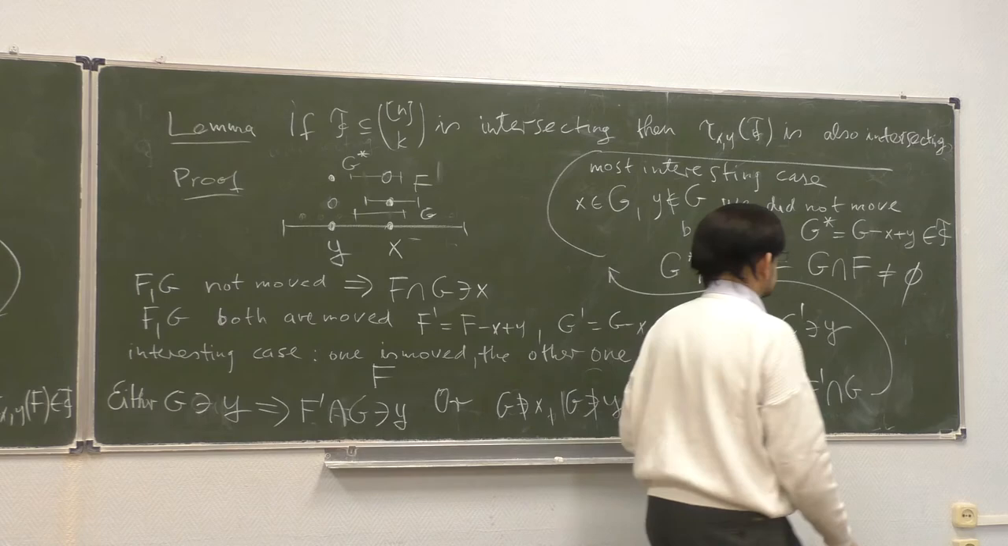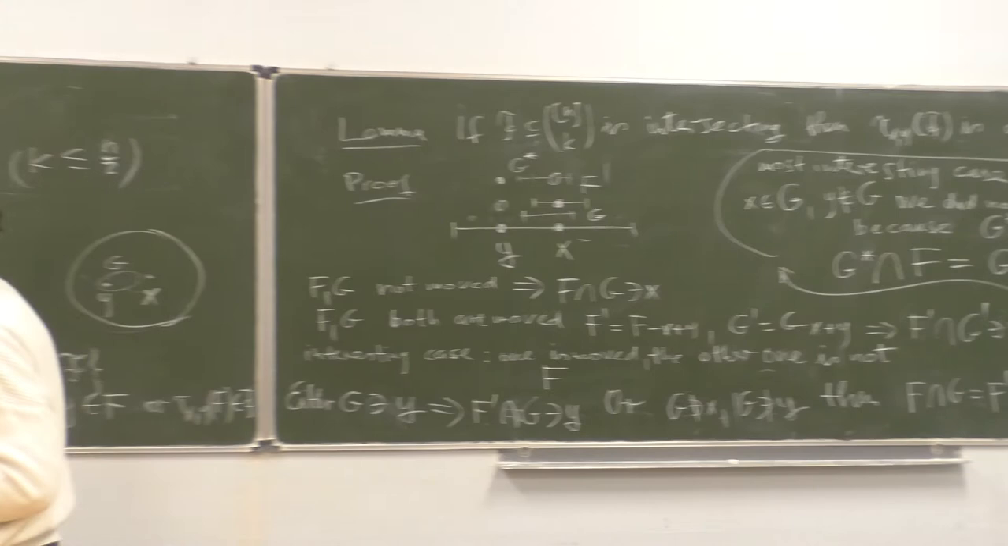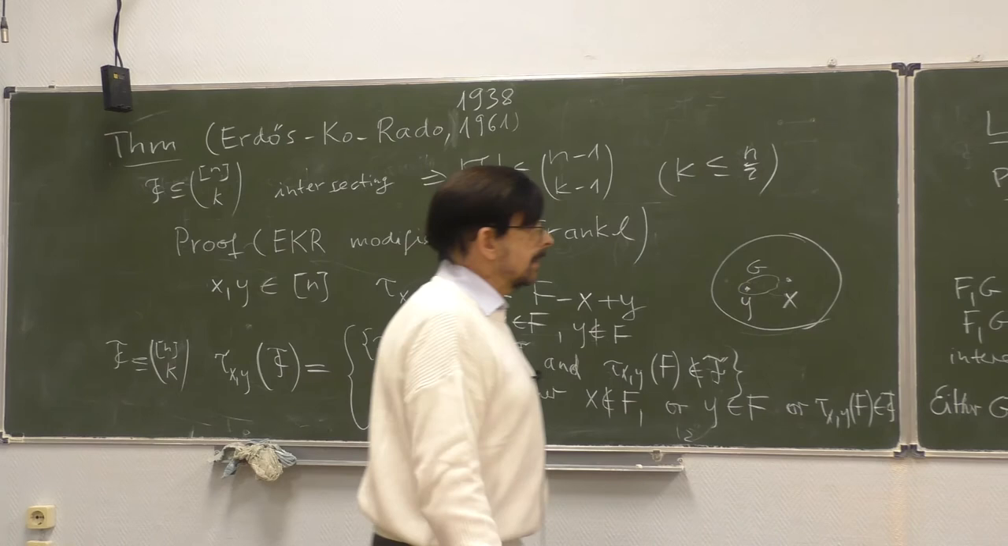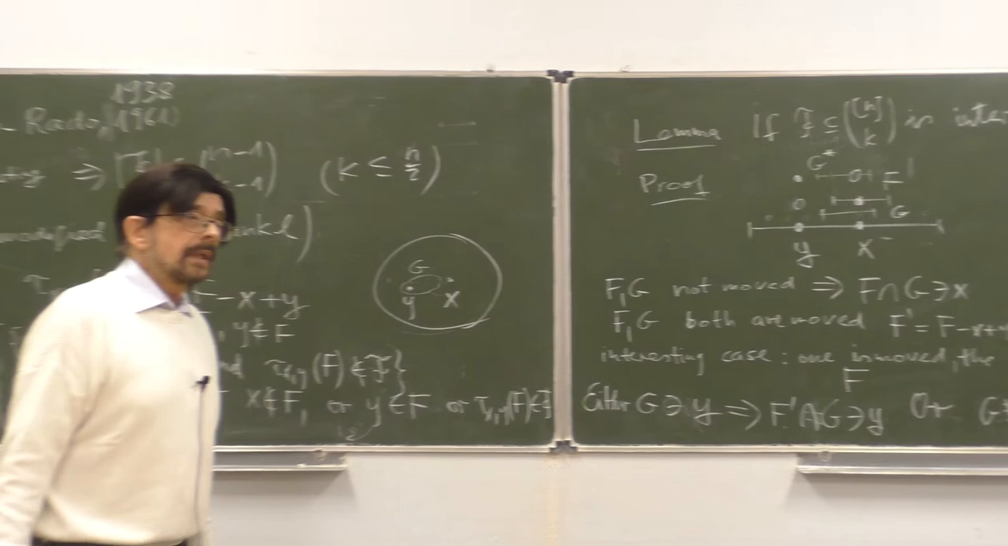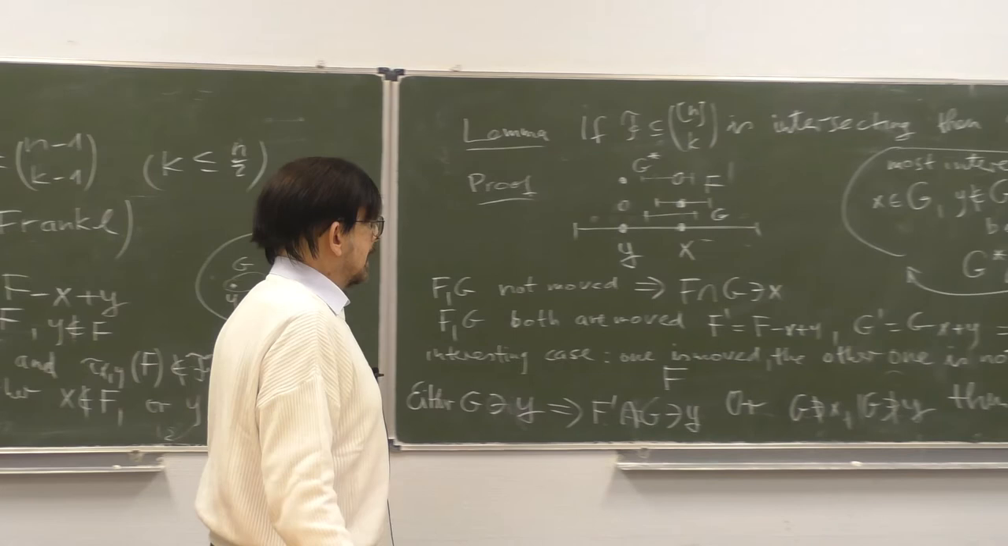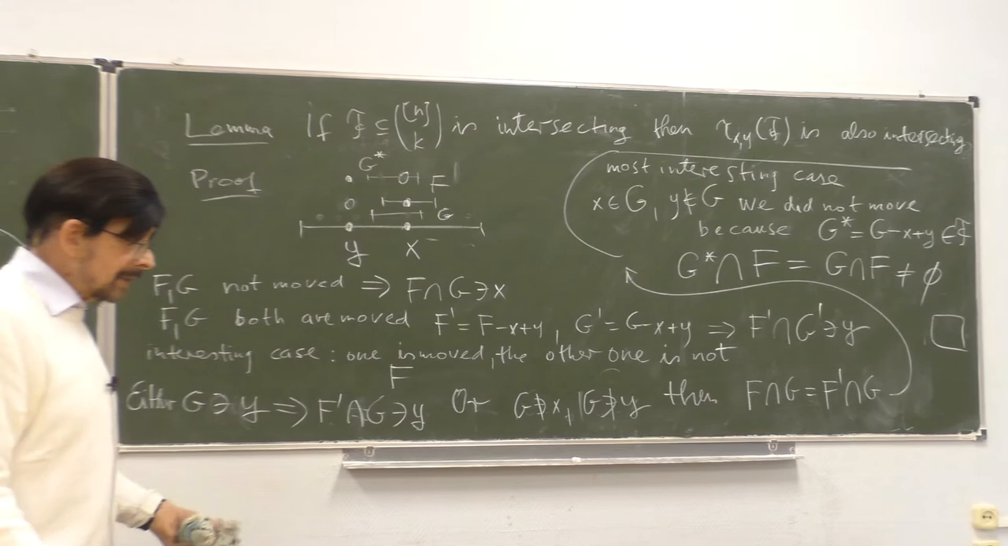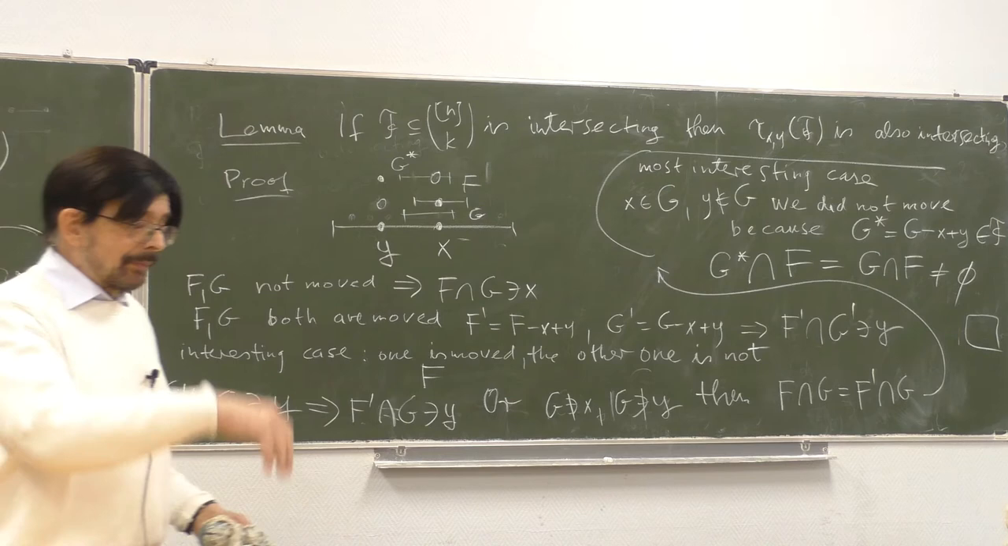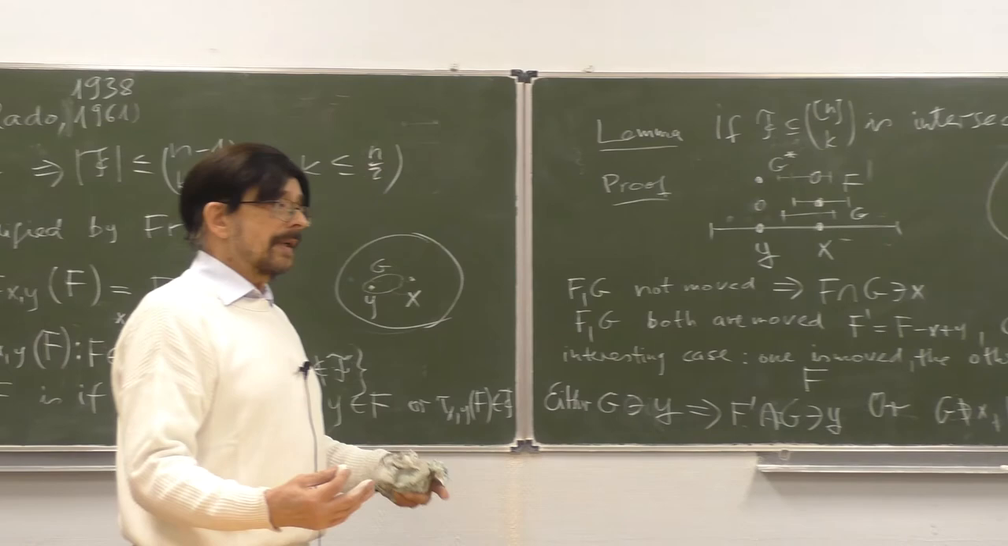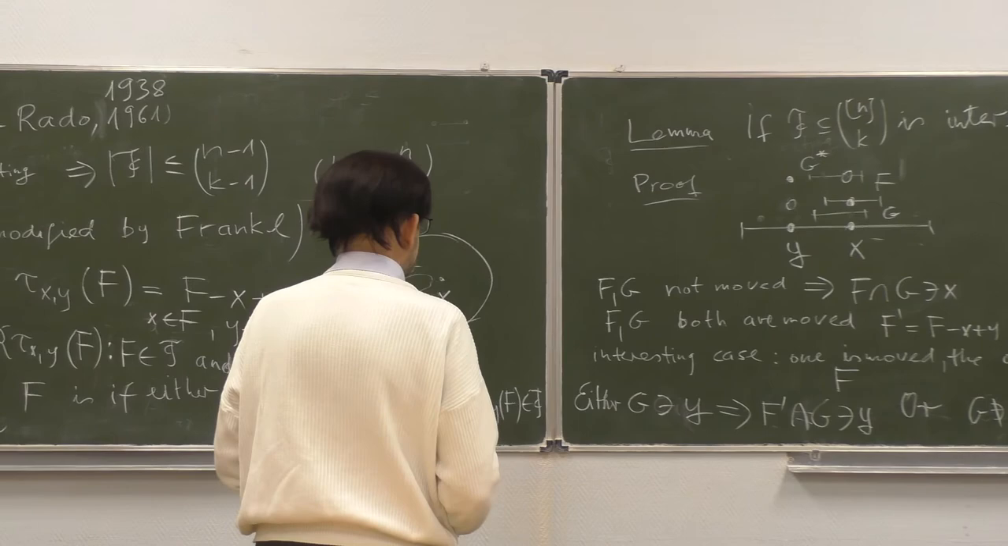So this lemma was the crucial idea of their proof, and this is another very nice example of what I call the transformation method. That we make a transformation on the family, and on Monday we showed that the transformation is increasing the family. Here, it's.